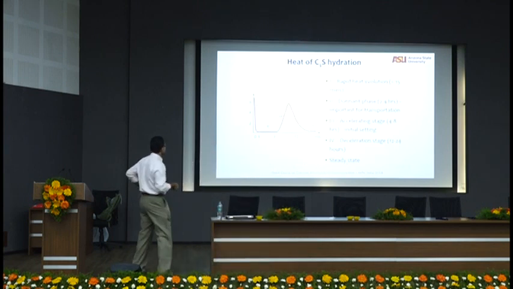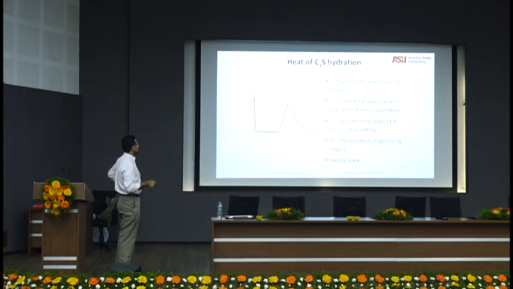Okay, so rapid heat evolution, first 15 minutes roughly. Dormant phase, 2 to 4 hours for transportation. Acceleration stage, 4 to 8 hours, for initial setting happens somewhere here. Final setting happens somewhere here. Deceleration, and then a steady state, which is diffusion control.